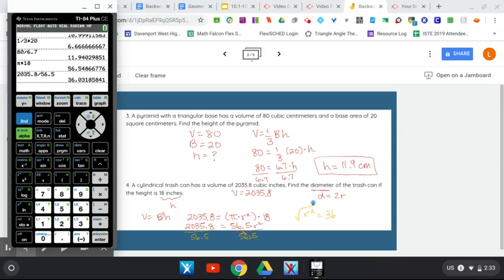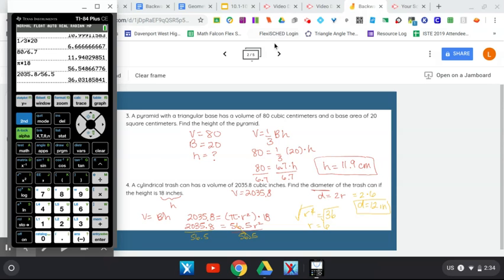So take the square root here because you had r squared and you want r, and you get the radius to equal 6. But they wanted the diameter, so now take 2 times 6, and the diameter of this trash can is 12. Our units are inches. So you had to go in a little bit of an extra step on that one. You found the radius, but you needed to know the diameter.